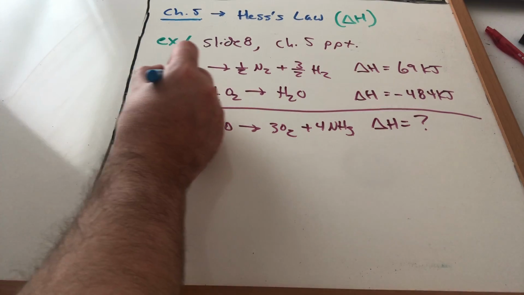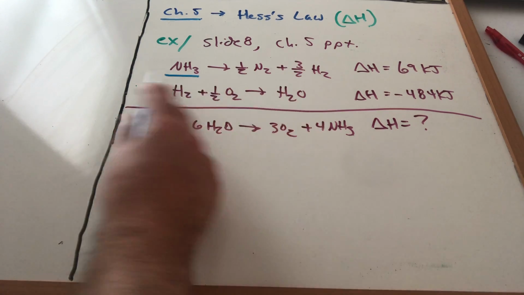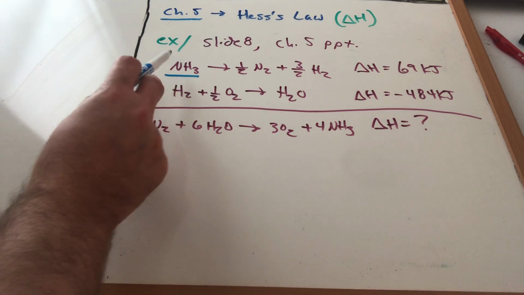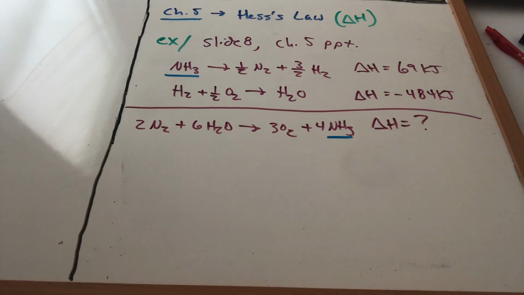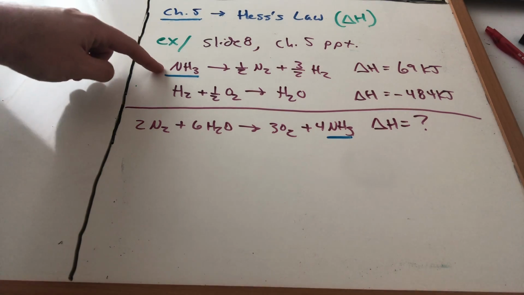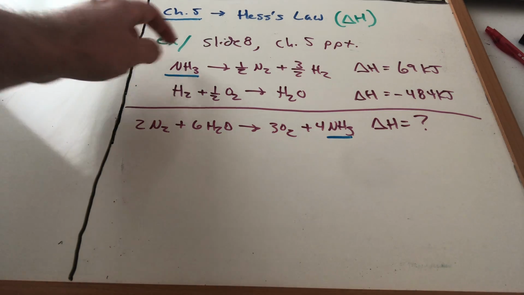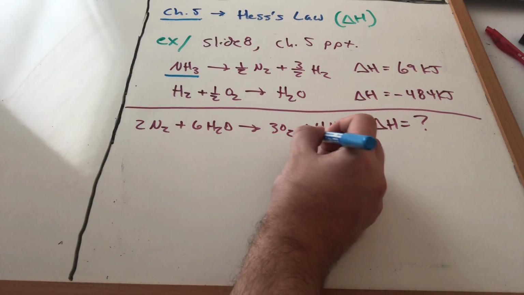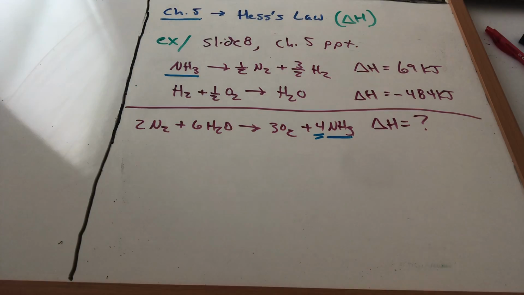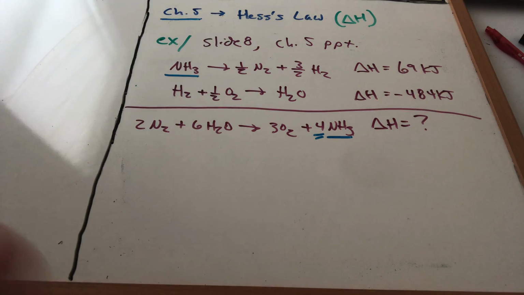Take a look at NH3. Now, NH3 only shows up in one place up here, okay? So I know I have to use this first reaction to make sure that this NH3 in my target is in the correct spot. So what am I going to have to do? Well, NH3 is a reactant here, and here's a product. So I'm going to have to take this reaction and flip it. But it's also got a coefficient in front of it in my target reaction. So I'm going to take this reaction, flip it, and multiply by 4.